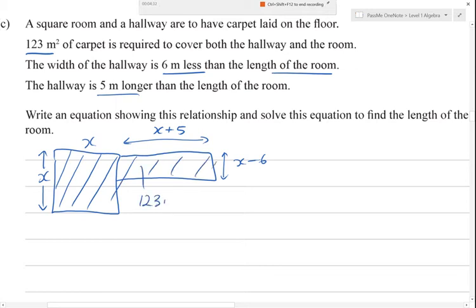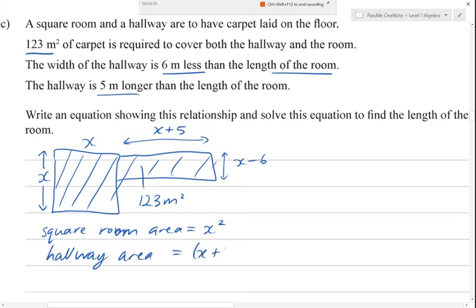So 123 meters squared. And so let's work out an area for each of these. So for the square room, the area is going to be x times x, which is x squared. And for the hallway area, that's going to be x plus 5, the length, times the width, which is x minus 6.